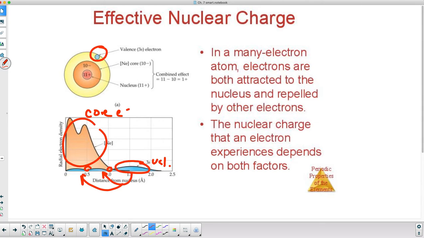So the nuclear charge that an atom experiences depends on both factors, not just that they're opposite charges, but also how far away it is. And don't forget, these core electrons are pushing off, they are repelling the valence electron. So all these factors make up the effective nuclear charge property.